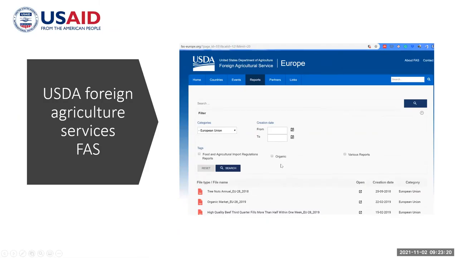So there's a lot of reports there that will help you, even though it's not talking about how you can export, it's talking about how Americans can export, but the markets, the distribution system, the retailers, the importers, distributors, none of that information changes. So it's a great source for information.